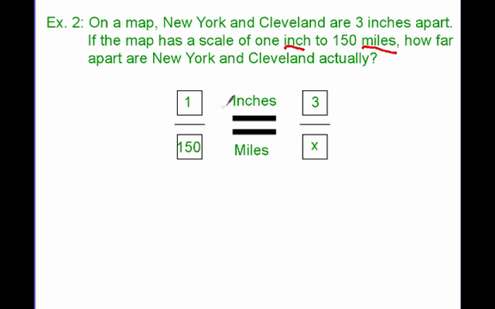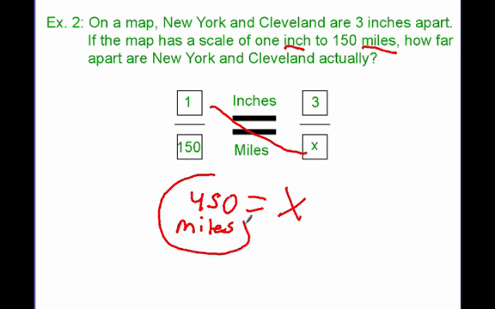To solve, we cross multiply. 1 times x is x, and 3 times 150 is 450. X is by itself, so we're already done. What unit is x? It's miles. So New York and Cleveland are actually 450 miles apart. Once again, we set up our units first to keep our information organized, set up our fractions, cross multiply, and solve.